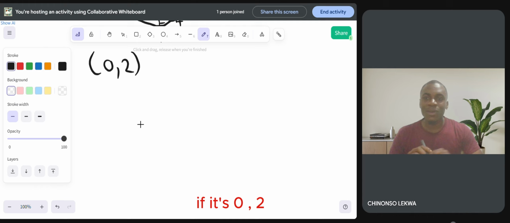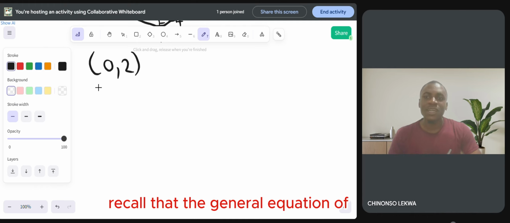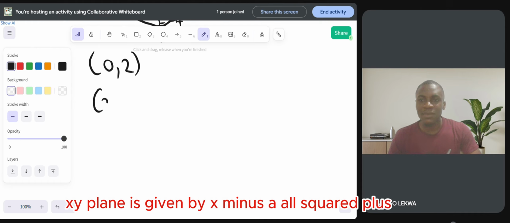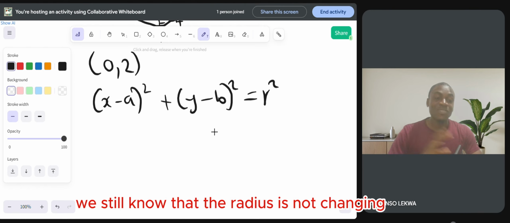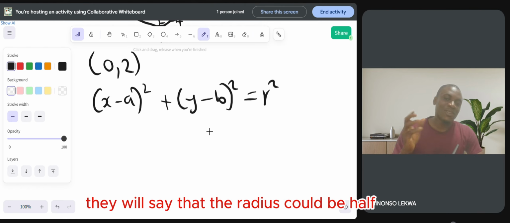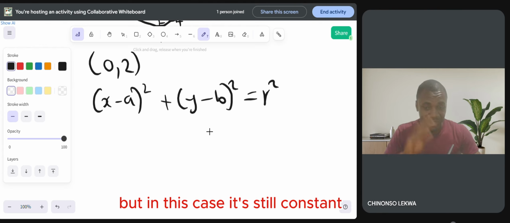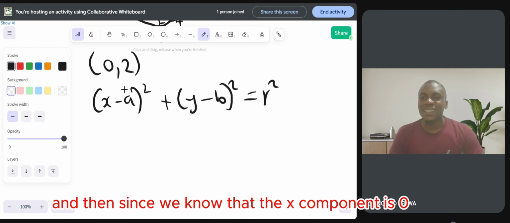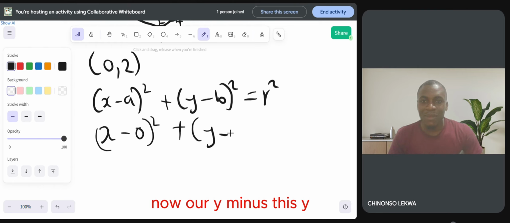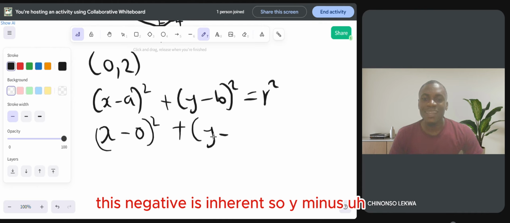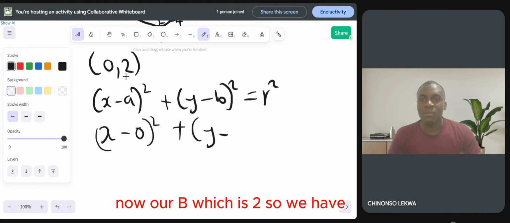And then if it's 0, comma 2, recall that the general equation of a circle in the xy plane is given by x minus a all squared plus y minus b all squared is equal to r squared. But we still know that the radius is not changing. For some questions, they will say the radius could be halved or so on, but in this case it's still constant. Since we know that the x component is 0, we have x minus 0 all squared plus y minus b, which is 2.